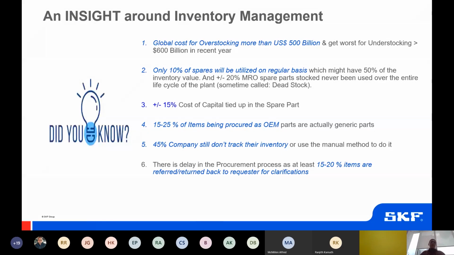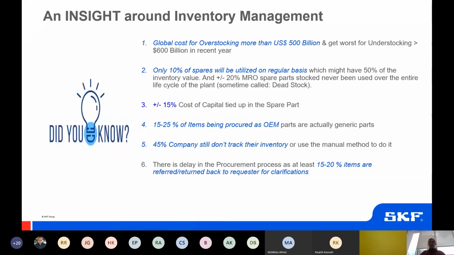Okay. The other thing, number 4. This is almost everywhere: 15 to 25% of items are procured as OEM parts. We're not saying that you don't buy anything from the OEM, but be wise and practical. Which OEM parts can be converted into general parts? Because more than 75% of the spare parts bought through the OEM are usually expensive.